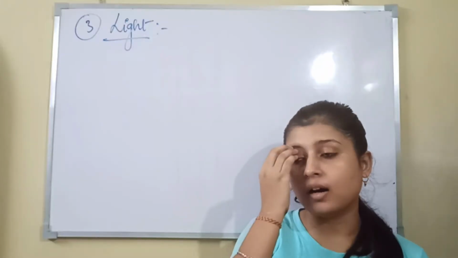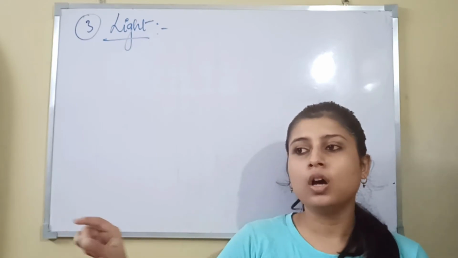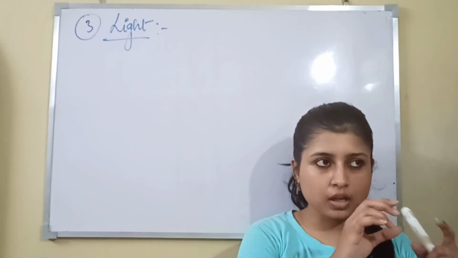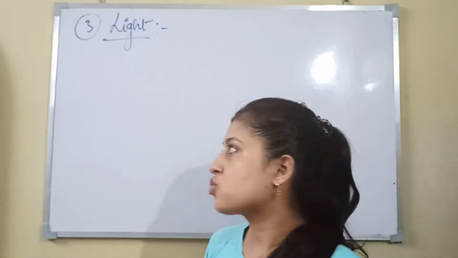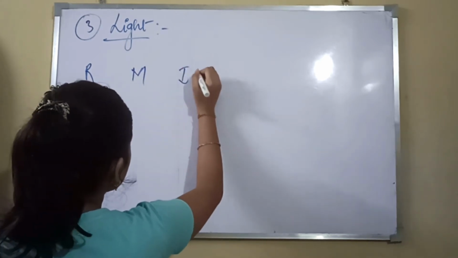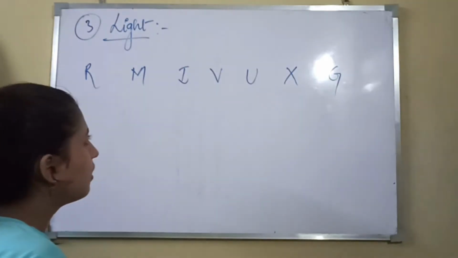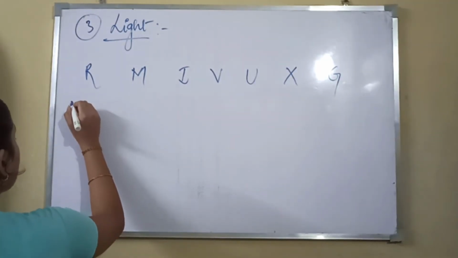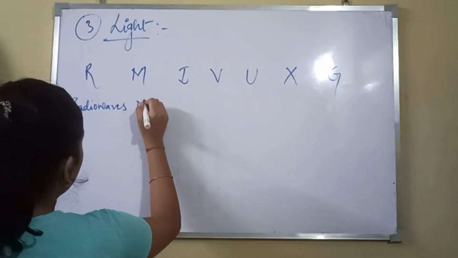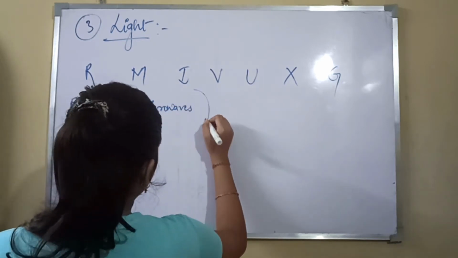Now I will tell you one way of remembering these in serial order of increasing wavelengths or increasing frequencies, the complete electromagnetic spectrum. It goes like this: Reading mathematics is very useful except geometry. So reading, R for radio waves. Mathematics, microwaves. I for infrared.